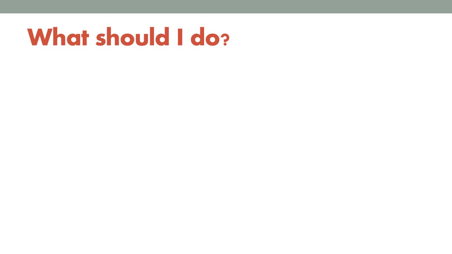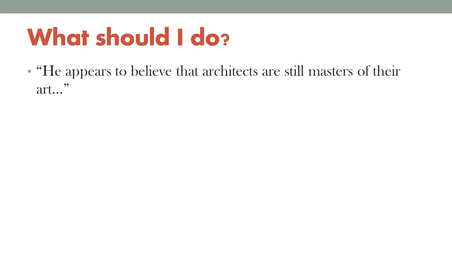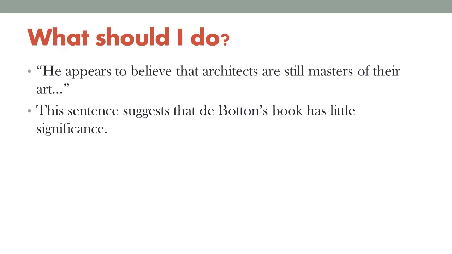Okay, so in review B, we find this part. He appears to believe that architects are still masters of their art, when increasingly they are cogs in a global machine for building in which beauty, and how de Botton feels about it, is increasingly beside the point. It's that part at the end, beside the point, that's really crucial. And this whole sentence suggests that the book, whilst entertaining, might be quite insignificant.